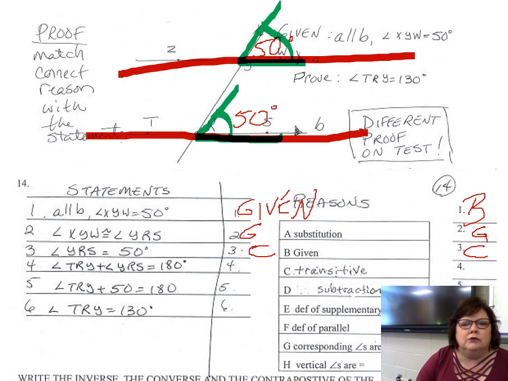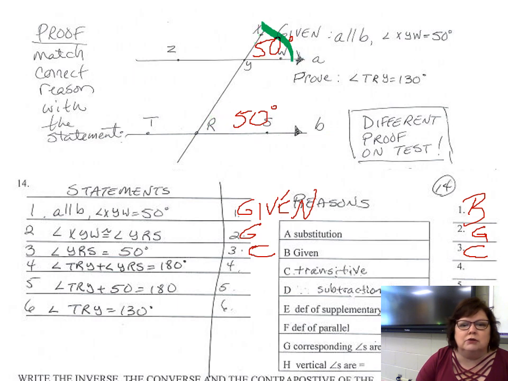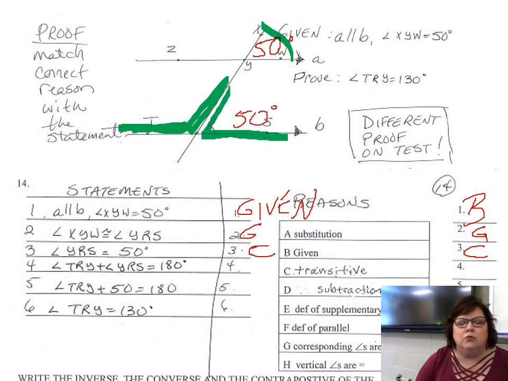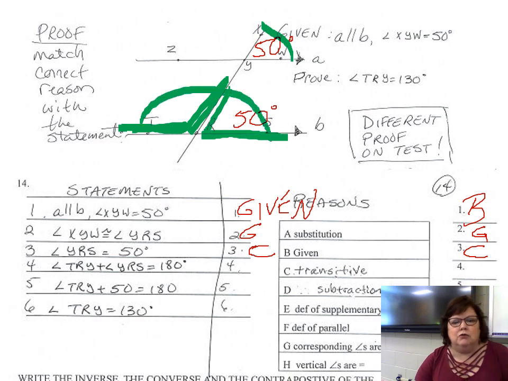All right, so number 4 is totally out of the blue. That's something totally new. All of a sudden they're talking about 180. We haven't said anything about anything being 180 yet. So let's go look. TRY would be added to YRS. Where's TRY? TRY right here. Added to YRS to make 180. What is that called when they're sitting there like that? You know it. Supplementary. So that would be answer E.